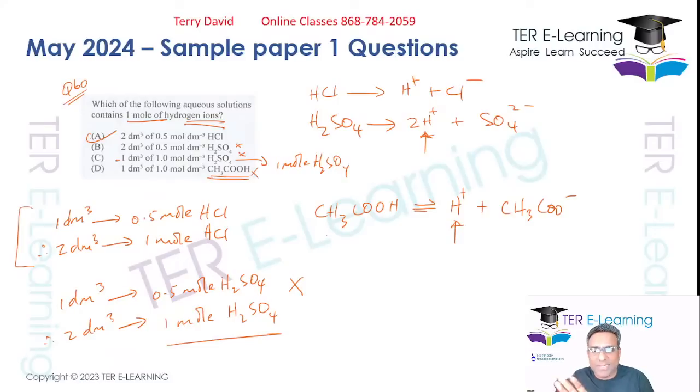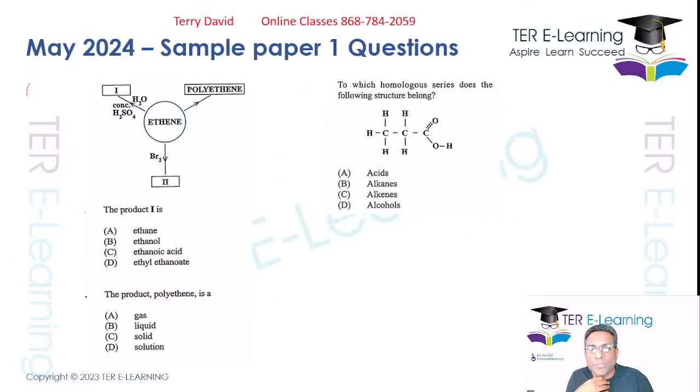So that's question 60. There's more than 60 questions I have here, don't worry. So let's call this 61, let's call this 62, and then we'll call this one here 63. So questions 61 and 62 are based on this diagram here. We have ethene, and we're shown some reactions here. Product 1 is what? What's the answer for question 61?